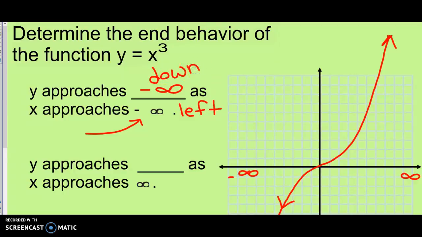All right. And then this one's written a little backwards, but it's okay. So we're just going to read y approaches what as x approaches positive infinity. So this is saying on the right, let's say what's happening. Well, on the right, it looks like it's going up. So we're going to say y approaches positive infinity. All right, so I'm going to scroll down a little bit because I got some other stuff to show you.